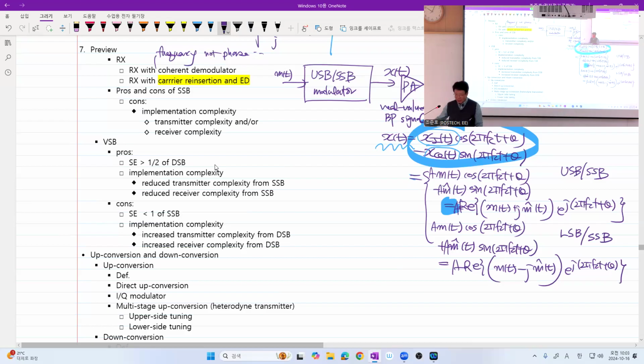Got it? Anyway, after finishing up this SSB, we will study VSB. This V means vestigial.